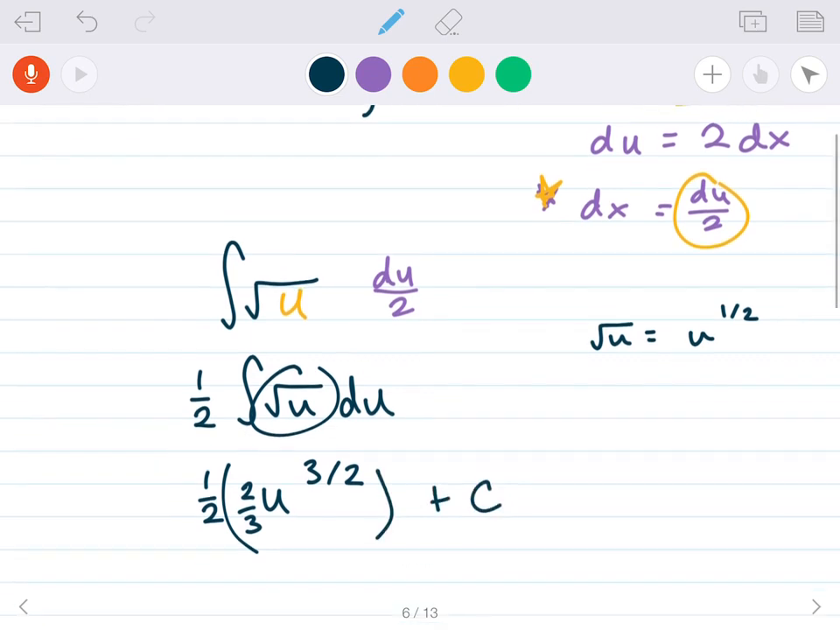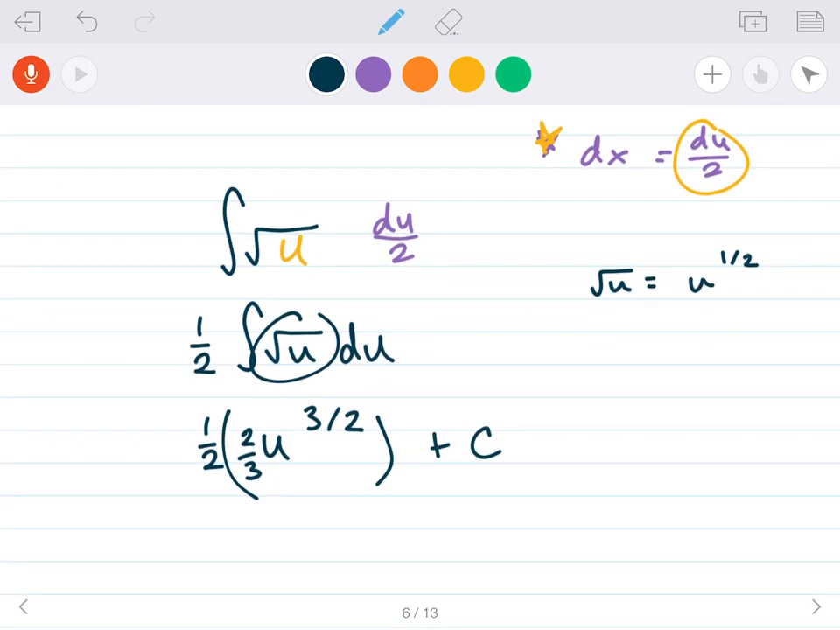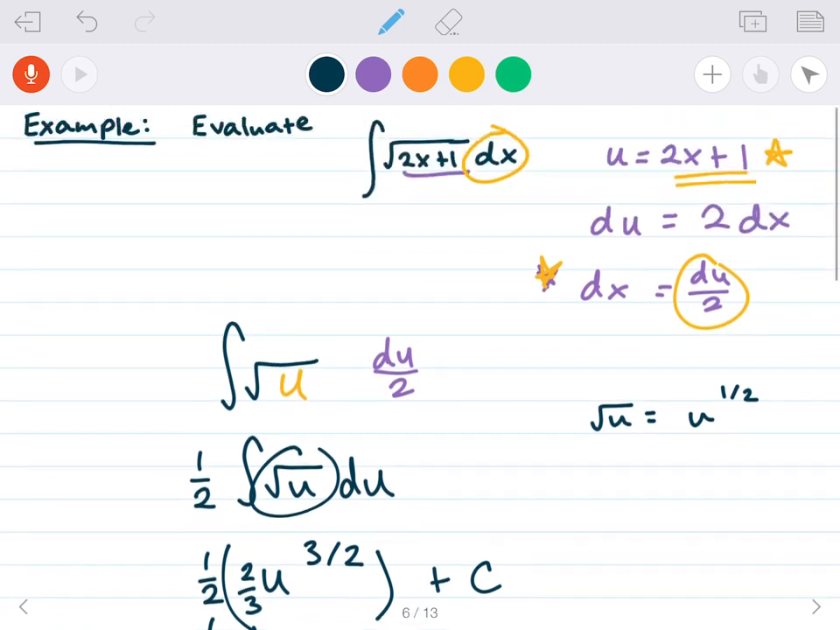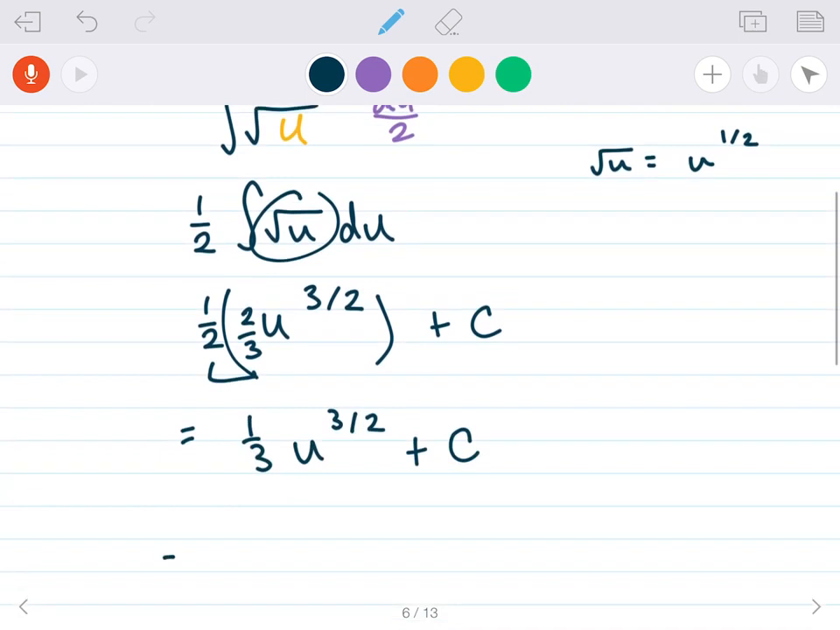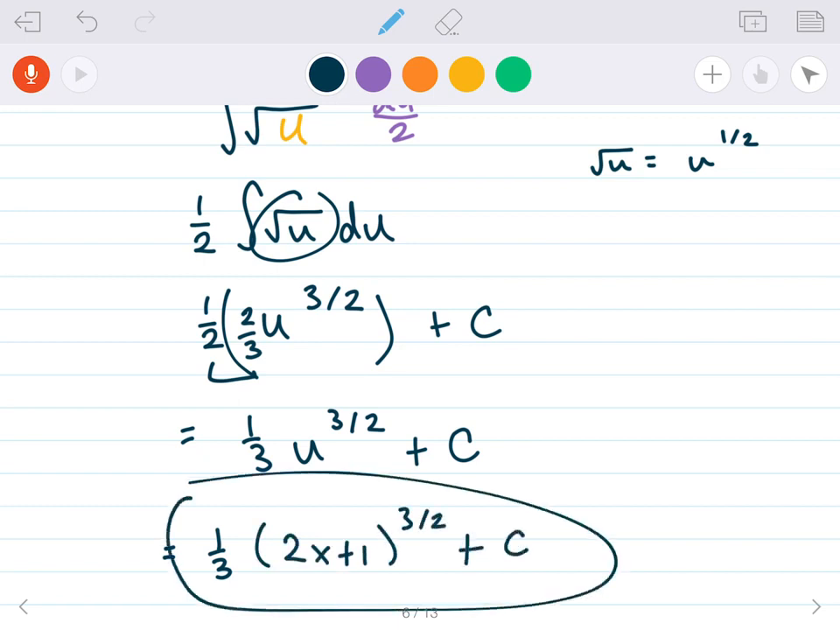And if I simplify this out, I'm going to get 1/3 by multiplying these fractions, u to the 3/2 plus c. And my last thing to do is to sub in u. Well, we called u 2x plus 1, so I sub that back in. So my final answer is 1/3 times 2x plus 1 to the 3 over 2 plus c. That is my final answer here.